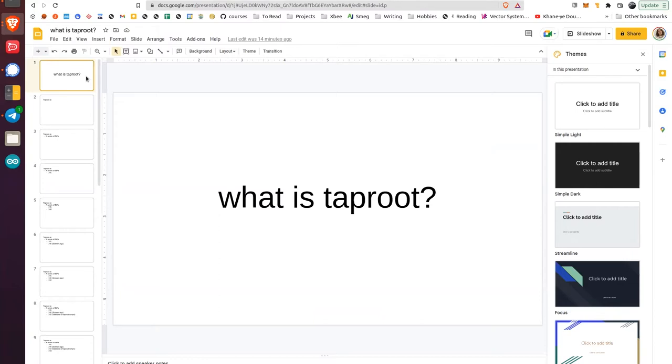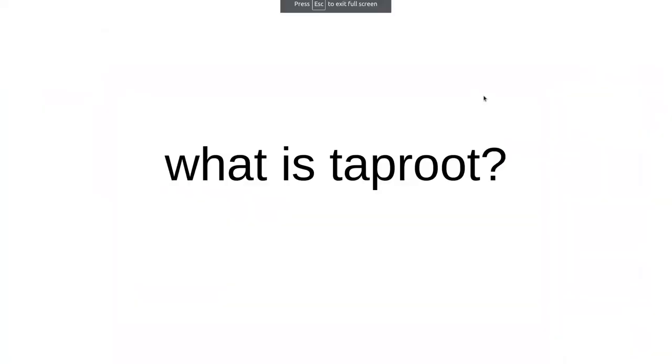Let's see how far we get. I'm going to be honest, this is a little unscripted in terms of talks go, but I'm really excited about talking about Taproot with you guys, and we'll see where we end up. Great. Okay, what is Taproot? This is a great question. Should I present my slides? I don't actually know how to do that. Figure it out. Okay, great. What is Taproot? This is a great question. I can't do this. Okay.